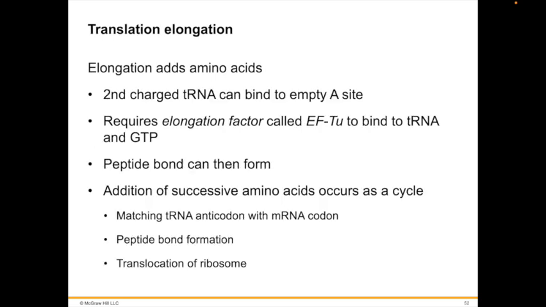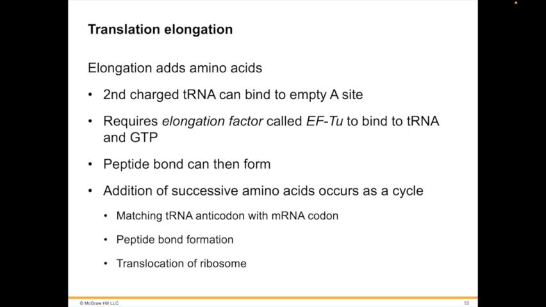When the entire ribosome is assembled around the initiator tRNA and mRNA, the second charged tRNA can be brought to the ribosome to bind to the empty A site. This requires an elongation factor called EF-Tu, which binds to the charged tRNA and to the GTP. The peptide bond can then form between the amino acid of the initiator tRNA and the newly arrived charged tRNA at the A site.